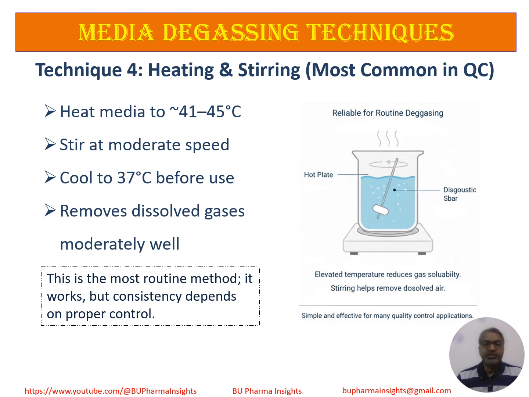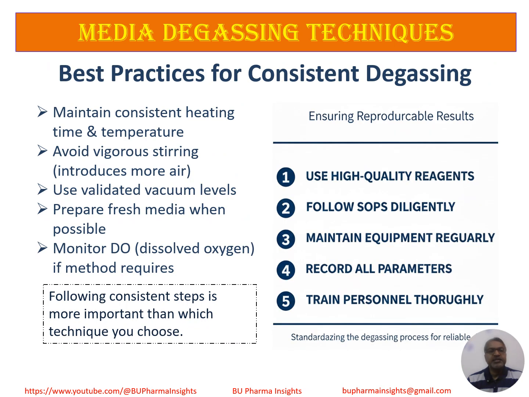The typical approach is to heat the medium to about 41 to 45 degrees centigrade, stir at moderate speed, then cool back to 37 degrees centigrade before use. This is the most routine and widely used method for degassing. It works moderately well, but consistency depends entirely on proper temperature and stirring control. Stress the importance of SOP standardization, and mention the risk of reabsorption of gas if media rest too long. Following consistent steps is more important than which technique you choose.